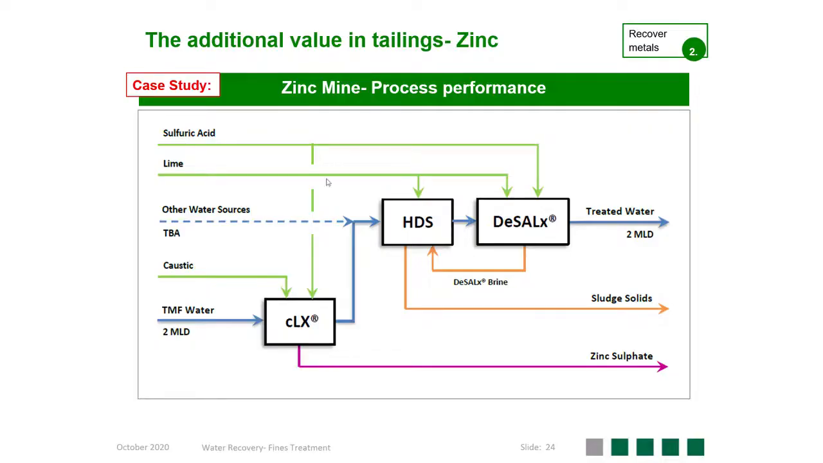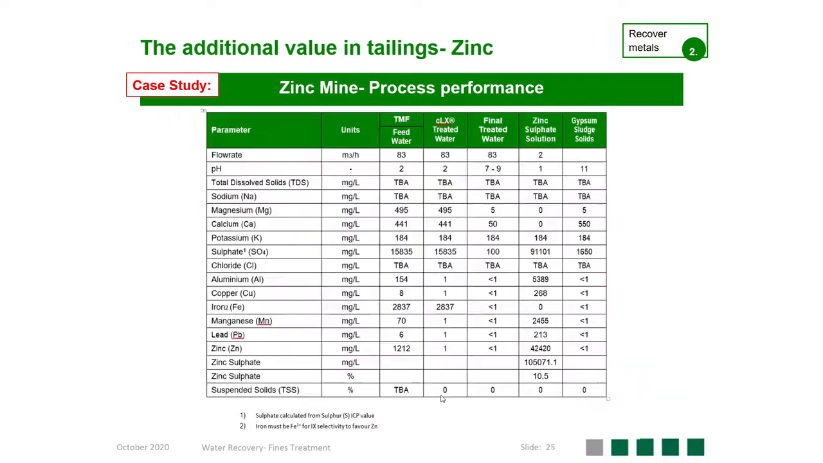However, when considering this water, we realized that there was also a significant amount of residual zinc which was slipping through the process. As such, we suggested adding a CLX column to recover this residual zinc from this process water prior to water treatment. As can be seen here by the process performance, zinc came in at a concentration of about 1,200 milligrams per liter, and after it was processed by the ion exchange plant, this product was upgraded to a zinc sulfate product of 10.5%.